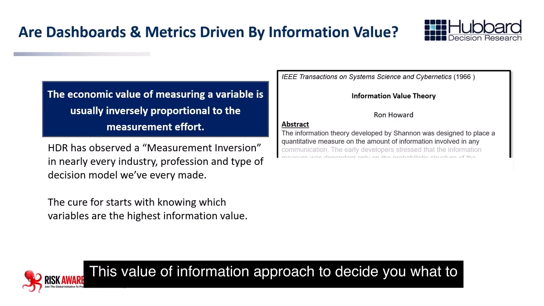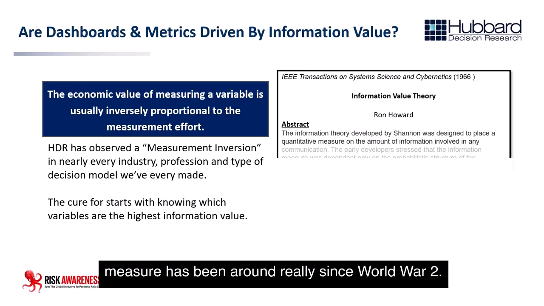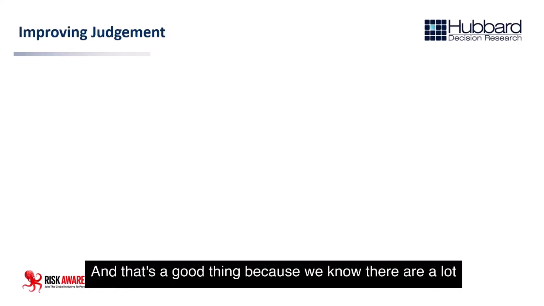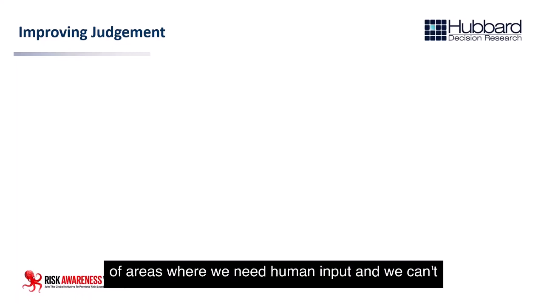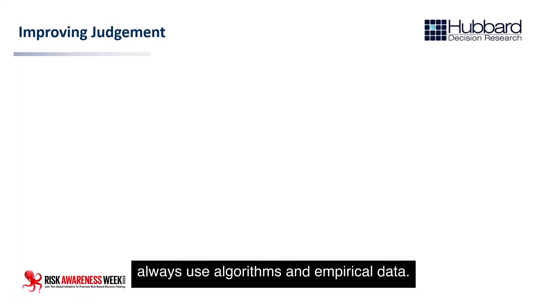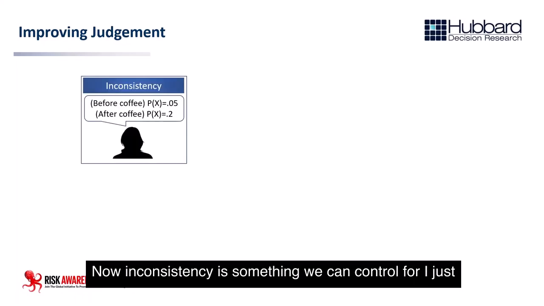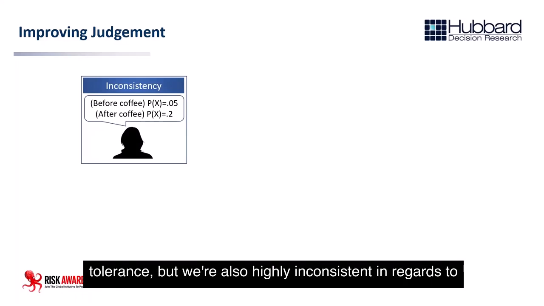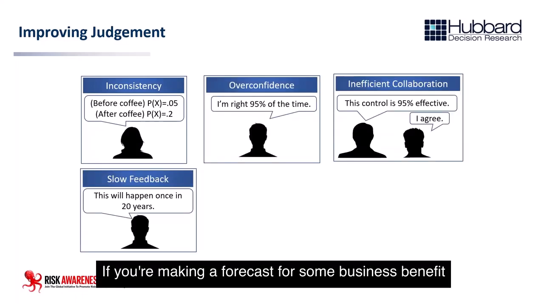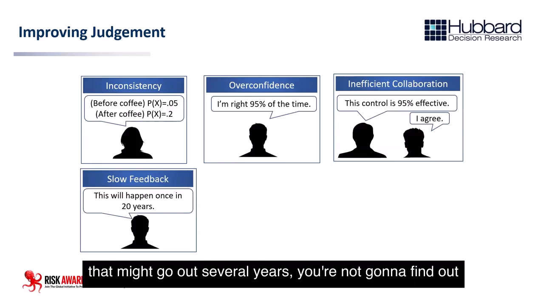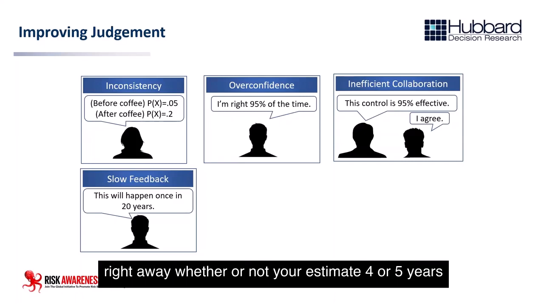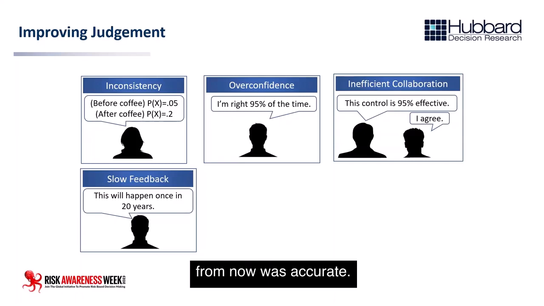This value of information approach to deciding what to measure has been around really since World War II. And that's a good thing because we know there are a lot of areas where we need human input and we can't always use algorithms and empirical data. Now, inconsistency is something we can control for. I just got done mentioning the inconsistency in regards to risk tolerance, but we're also highly inconsistent in regards to the estimates we make. If you're making a forecast for some business benefit that might go out several years, you're not going to find out right away whether or not your estimate 4 or 5 years from now was accurate.